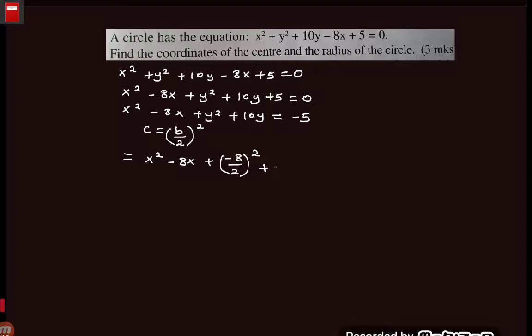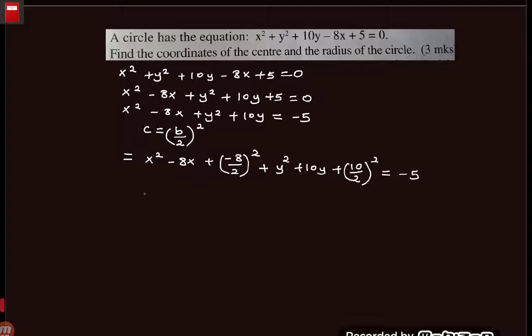I go on and complete the square for y, which will be y squared plus 10y plus the value of b of y is 10. So I write 10 over 2 squared is equal to negative 5.